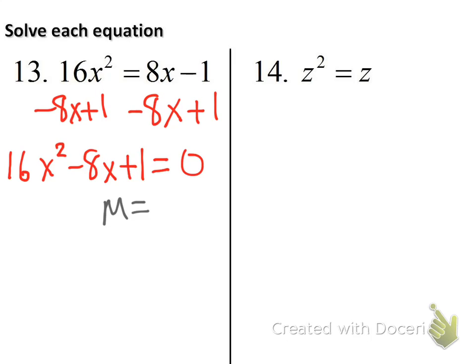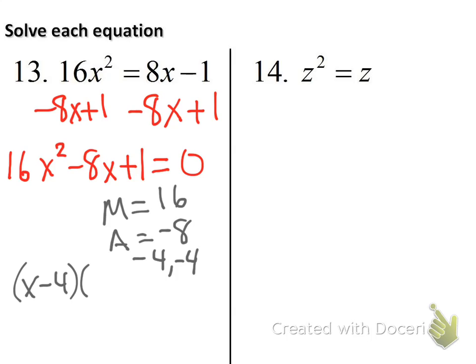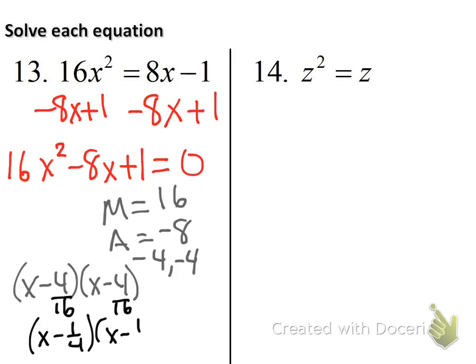All right, now we can do the MA method. So multiplies to what? 16, adds to -8. -4 and -4. So x minus 4, x minus 4. What do I divide those each by? 16. Good. Those will both reduce to 1/4 and 1/4.